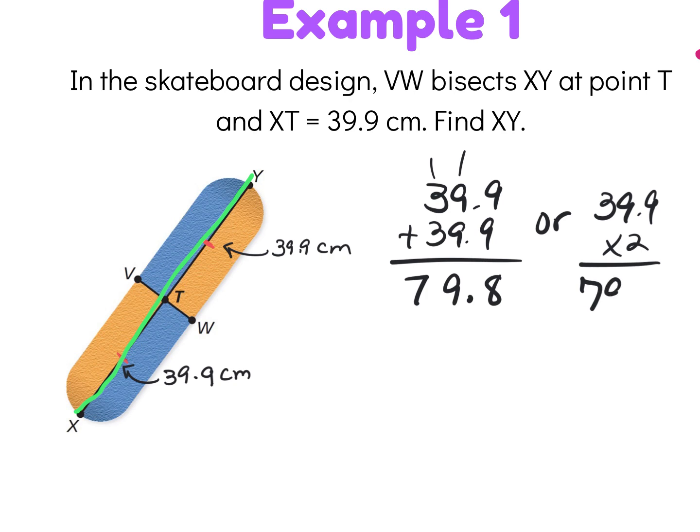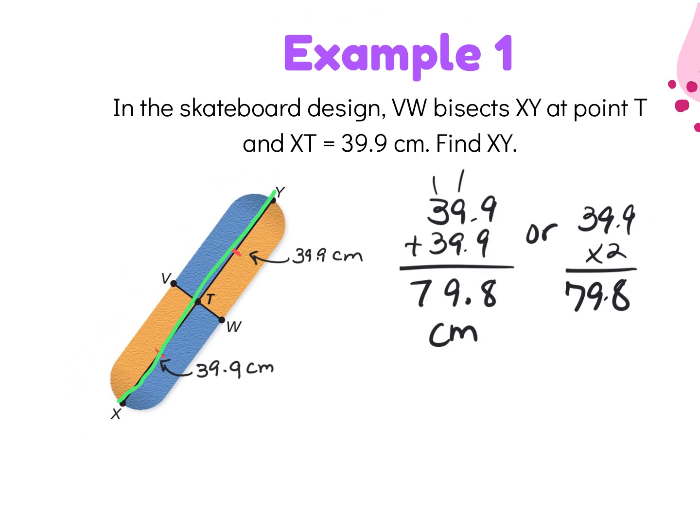And then here, same thing. So the length of the entire top of that skateboard design is going to be 79.8 centimeters. Now, just a little preview of what's to come as far as proofs go. I'm going to show you sort of what the setup is going to look like. I'm going to turn this word problem into a proof.